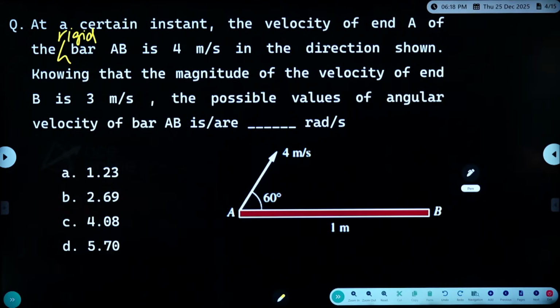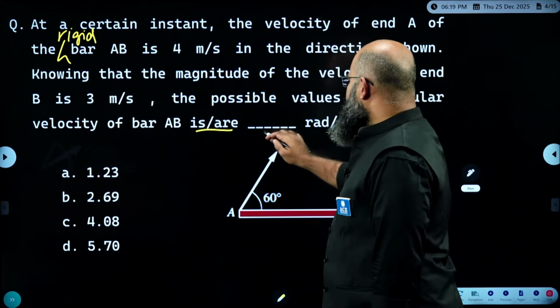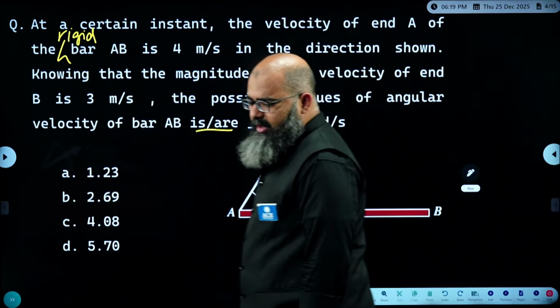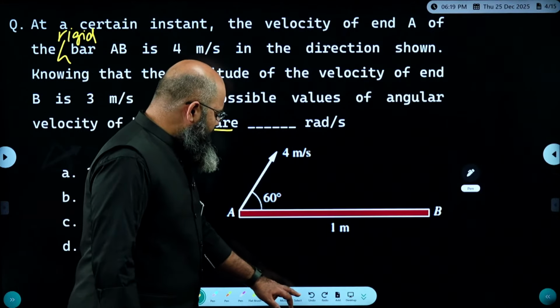Knowing that the magnitude of velocity of end B is equal to 3 meter per second, the possible values of angular velocity of bar AB is or are equal to how many radian per second? Now how do we solve? This is a very simple question. Believe me, it should not take more than 2 minutes to solve this question.